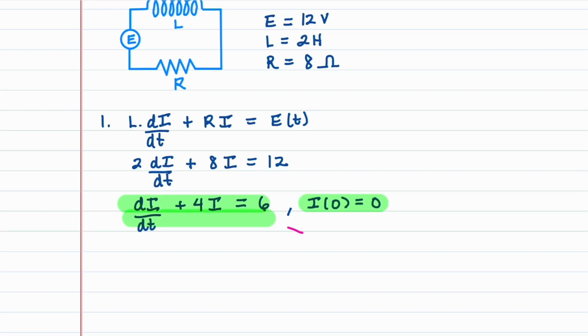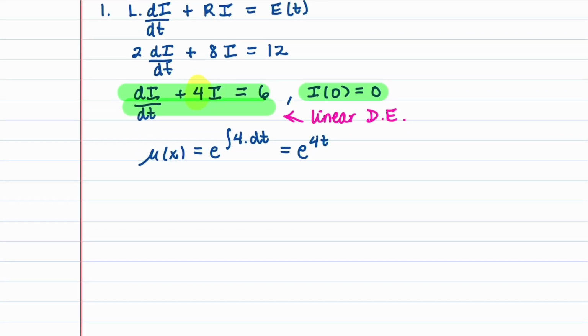This differential equation is called a linear differential equation. And we can solve it by using an integrating factor. That's what we're going to compute first. Our integrating factor depends on this constant 4 that multiplies I. Our integrating factor, mu of t, is e to the integral of 4 dt. So this is just e to the 4t.